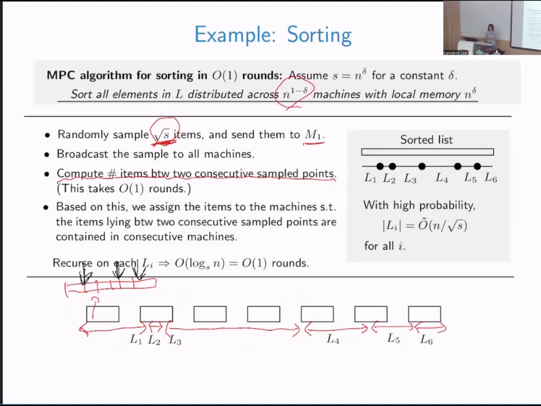And because of randomness, we can ensure that with high probability, the size of each sublist is n divided by root S. So with high probability, we can ensure that the number of rounds is constant.